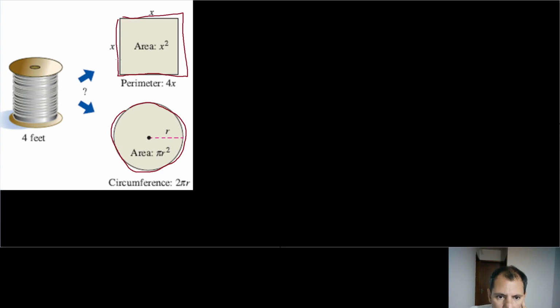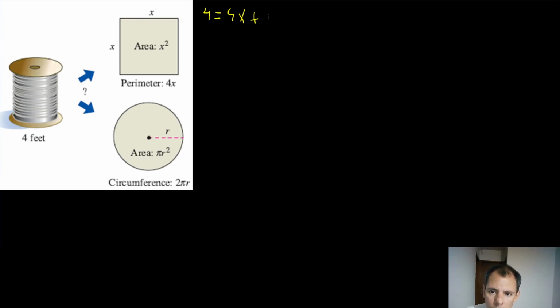Now, this perimeter here plus this circumference here have to be maximum 4 feet, because you only have 4 feet of wire. So they have to sum to maximum 4 feet. So what's going to be one of the formulas? Well, 4 feet of the wire has to be equal to 4x, which is 4 times the side of the square here, plus the circumference, which is 2 pi r.